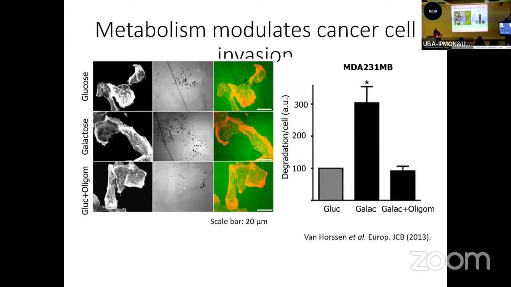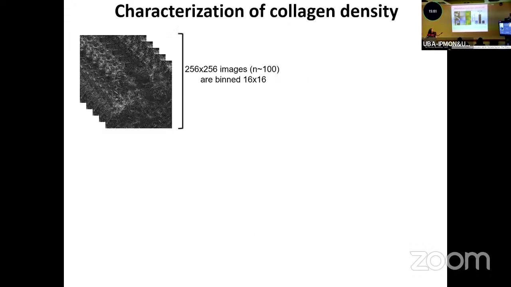Another thing that happens is that metabolism modulates cancer cell invasion. If we change, let's say, the nutrients of the media, this is glucose, this is galactose, this is galactose plus oligomycin, what you see is that MDA-MB-231 cells, these are breast tumor cells, changing just the nutrients in the media can also cause the matrix to be degraded. So there's a two-part connection here. The first connection is what you saw earlier, where the stiffness of the material causes invadopodia to form, and the nutrients can actually alter the degradation process.